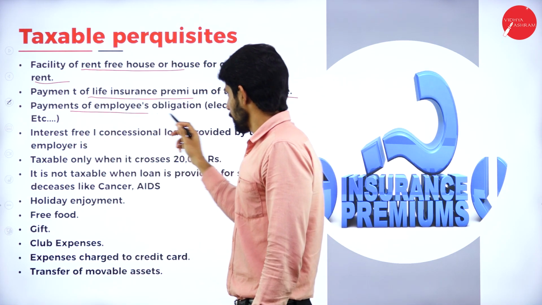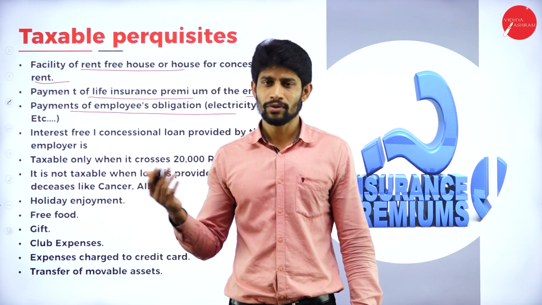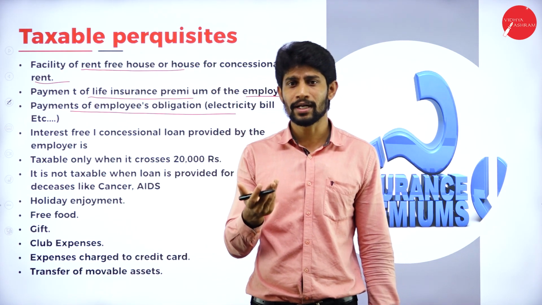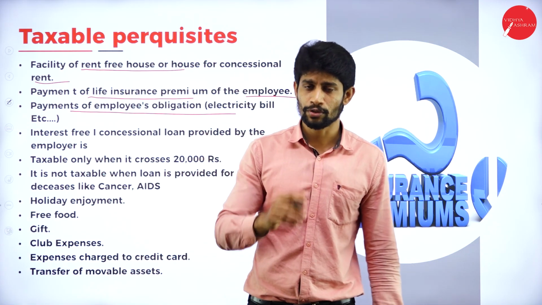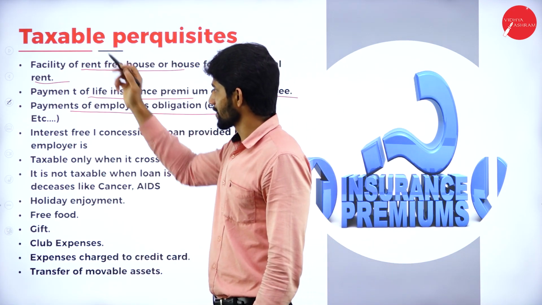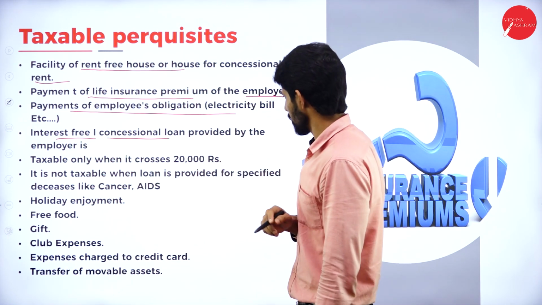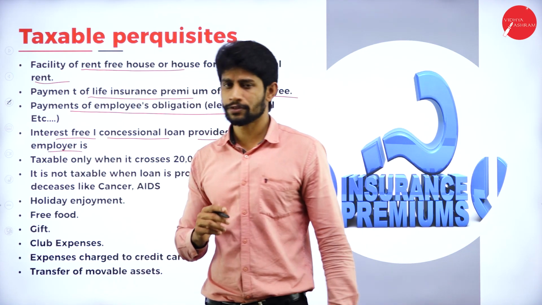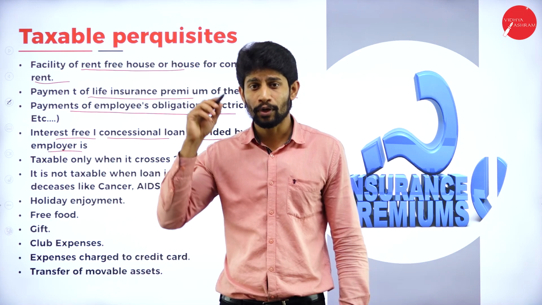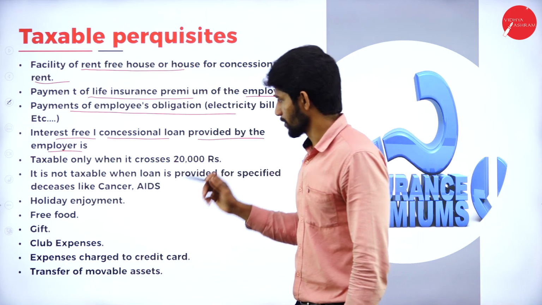Next, payments of employees' obligations, that is electricity bill, telephone bill. Here the employee is supposed to pay the electricity bill and telephone bill, but on behalf of the employee, the employer is going to pay. That is also a taxable perquisite. Next, interest-free concessional loan provided by the employer. It is also a taxable perquisite.